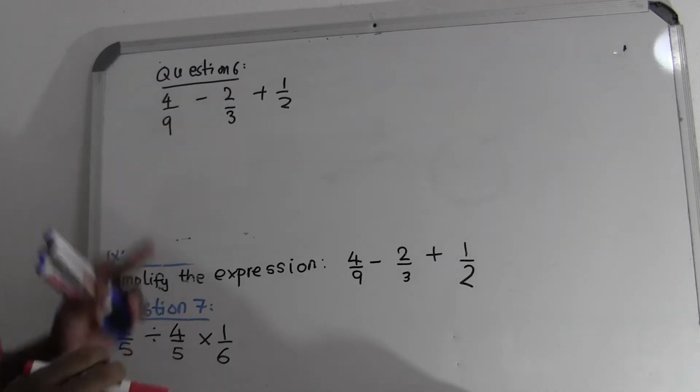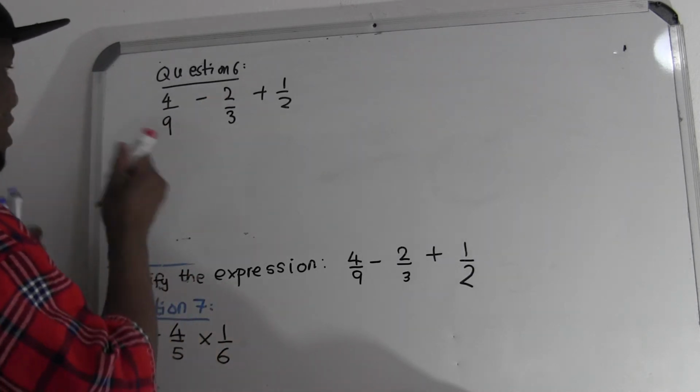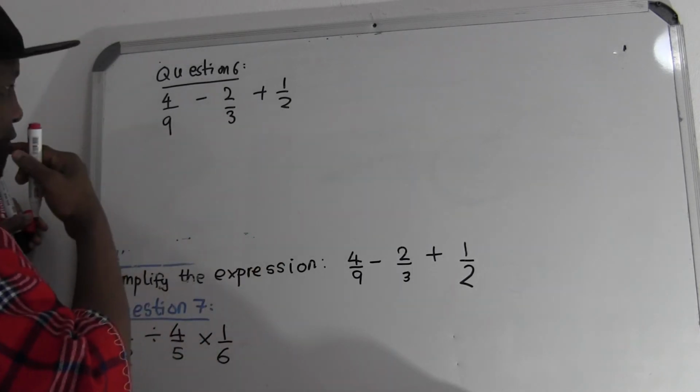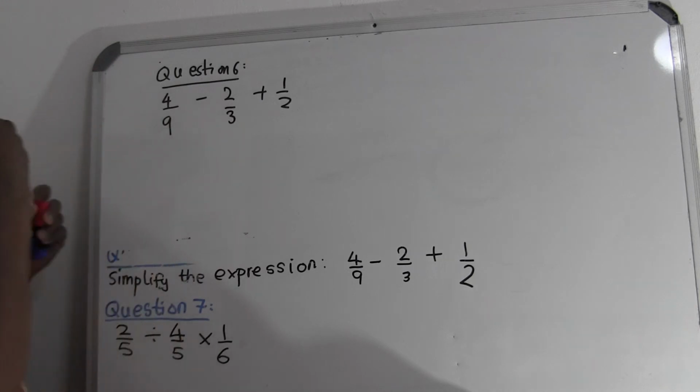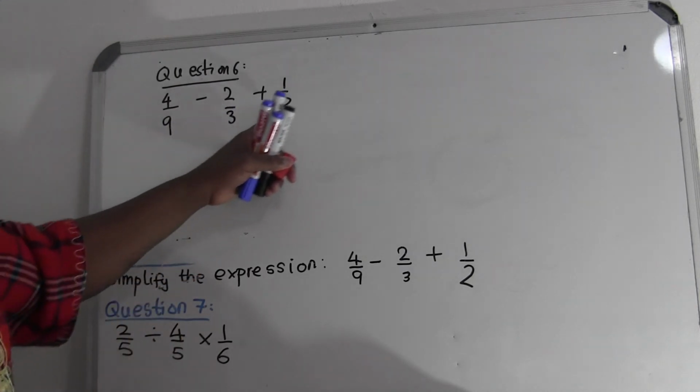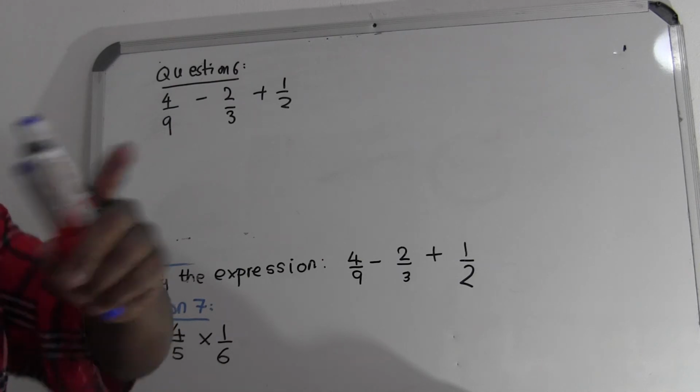Because it's only plus and minus, I don't have to care that much. If I think carefully, 18 can be the common number for all of them. Among 9, 3, and 2, which number is common to all of them? I think 18. 18 can be divided by 9, 3, and 6.